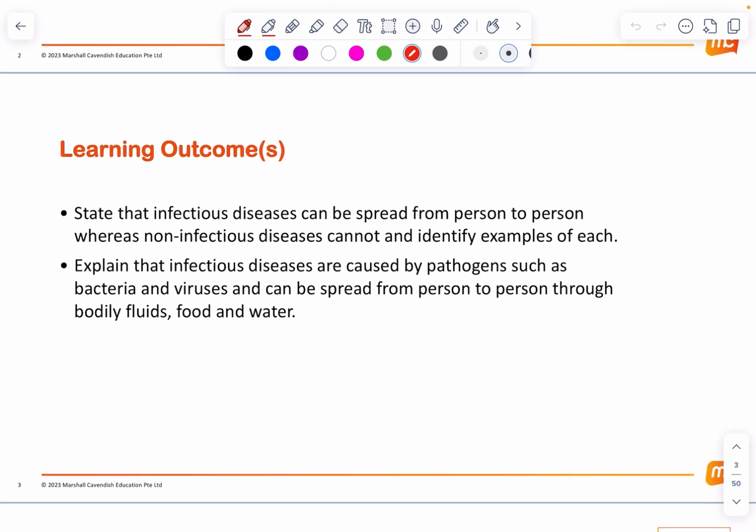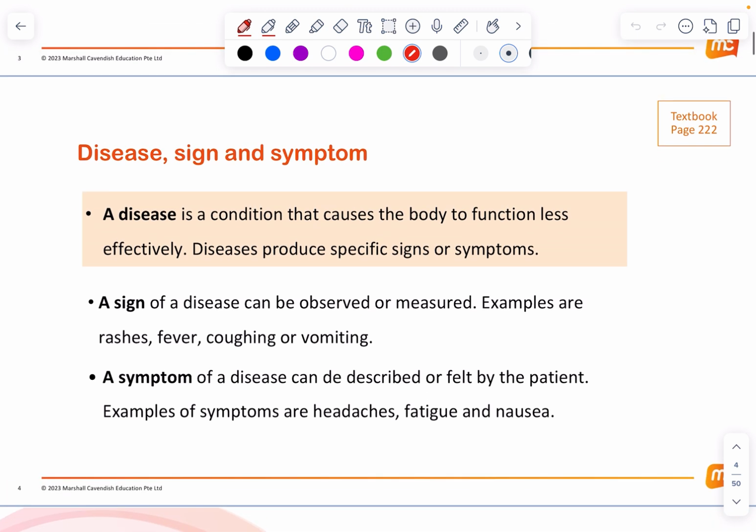So when we talk about infectious disease, two key principles are something you will need to understand. First of all, how does infectious disease spread from one person to another, and what exactly is the opposite of infectious disease? It's non-infectious disease, which cannot be spread. These are some of the examples that we need to know. Next, we must also be able to explain what causes these diseases. Is it bacteria or virus, and how the modes of spread are through bodily fluid, by food, or by water contamination. So, what is a disease?